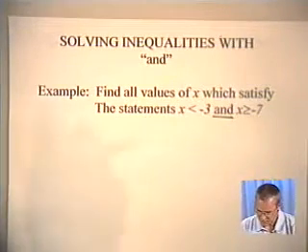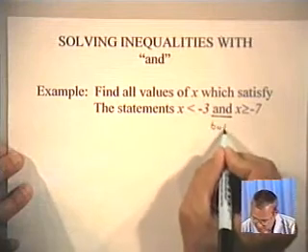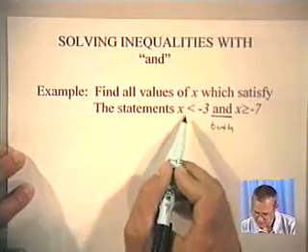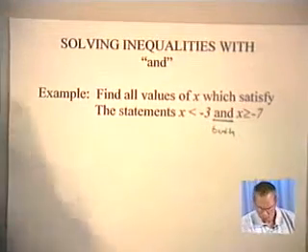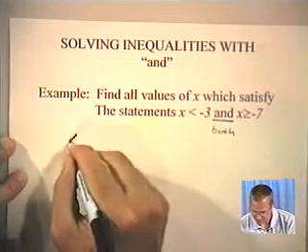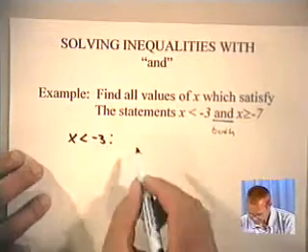Now, whenever we see the word "and" when dealing with inequalities, "and" really means both. What we want to do is find all values of x which satisfy both of these statements at once. Why don't I just start out by graphing each of these statements. Let's graph x less than negative 3. Let's take a look at that one.